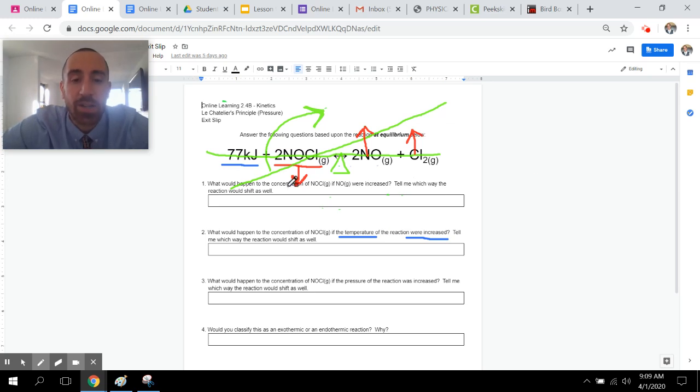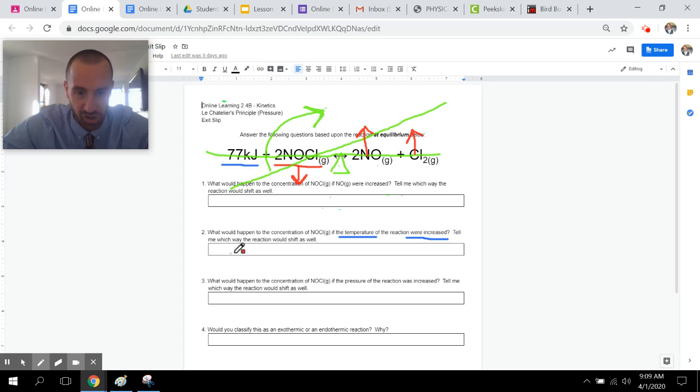So if we increase the temperature, we are going to shift the equation to the right, and the concentrations of NO and Cl2 will both increase. But that's not what the question asked. The question asked about the concentration of NOCl. Well, if the reaction is shifting to the right, you are using up NOCl to make more product. Therefore, the amount of NOCl will decrease.